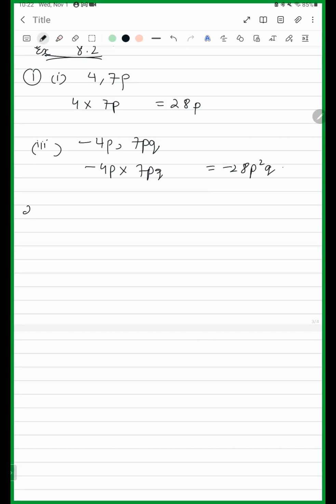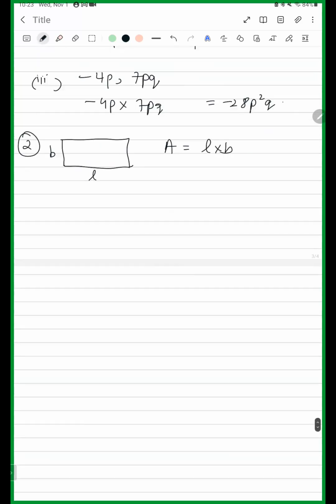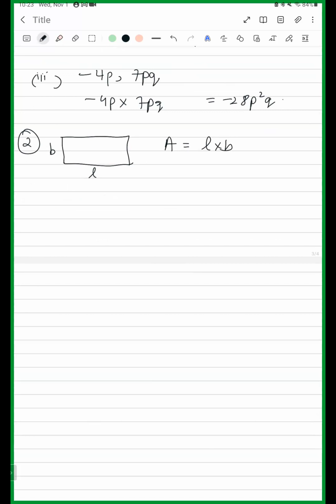Now let's come to the second question. What is the second question in your book? Find the areas of rectangles with the following pairs of monomials as their lengths and breadths. So they're asking you to find the area. What does that mean? If this is the length and this is the breadth, what is going to be the area? It is going to be length into breadth, right? So over here you have to just multiply the two expressions that are given. So it's going to be the same thing.